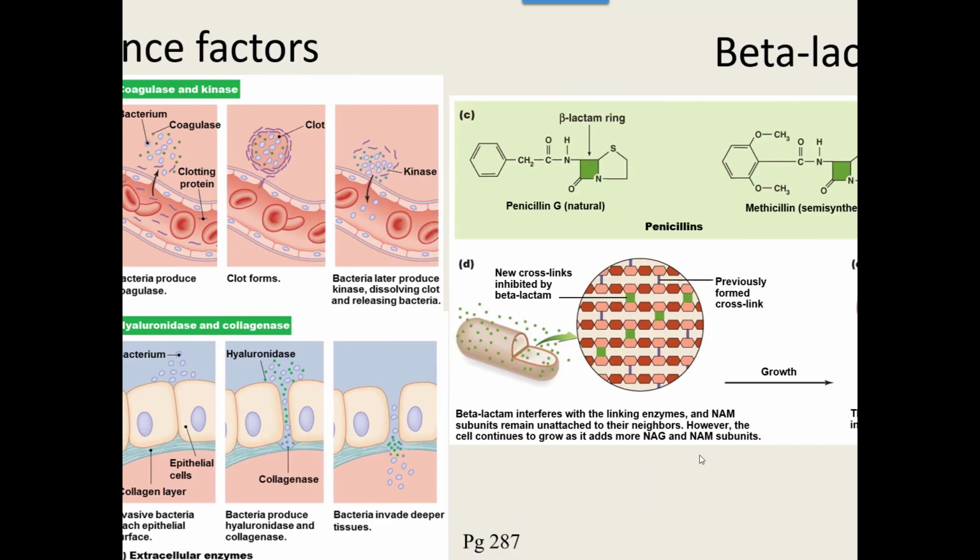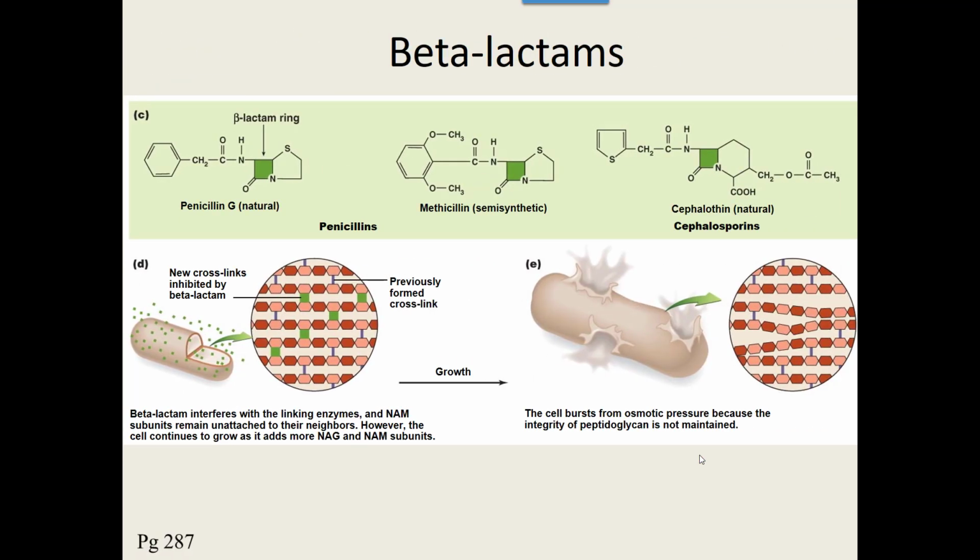This is just my little refresher that beta-lactams, those are the antibiotics that inhibit the making of those structural reinforcers between all those NAMs and NAGs of the peptidoglycan. If they're not there, you've got a weak cell wall, it breaks apart, and the bacteria dies, which is good for us if you're taking an antibiotic.